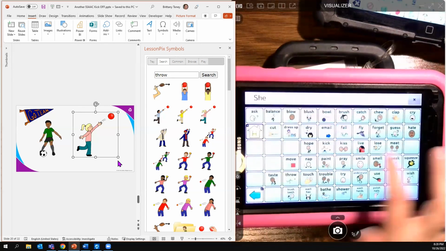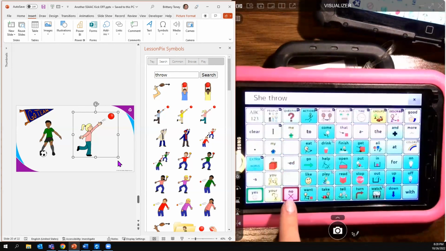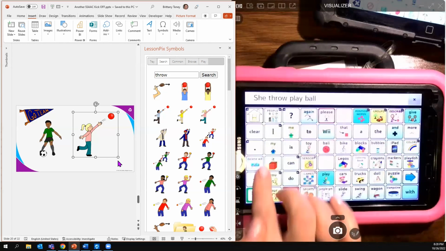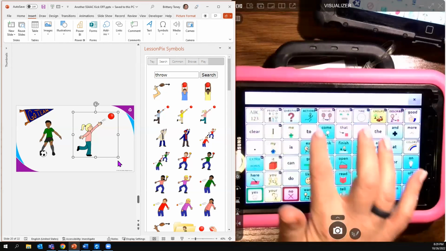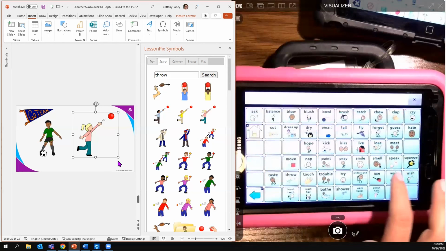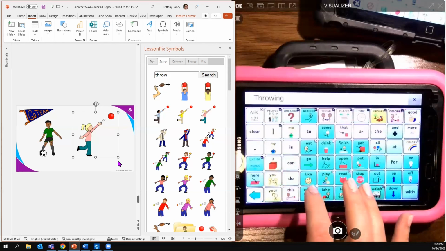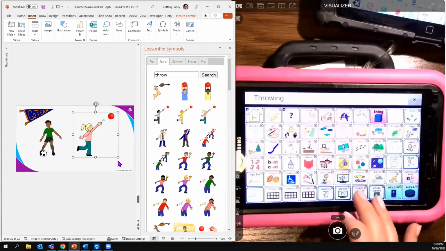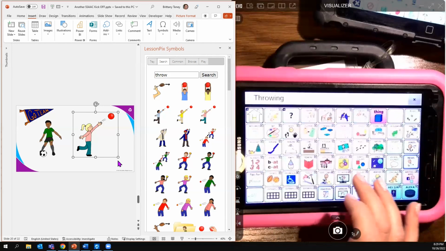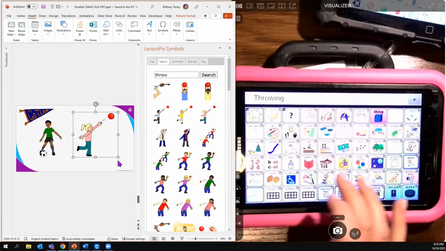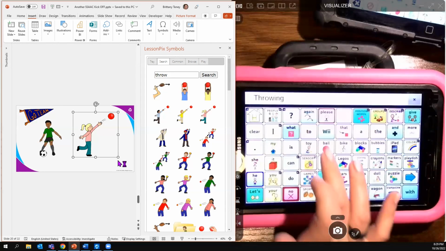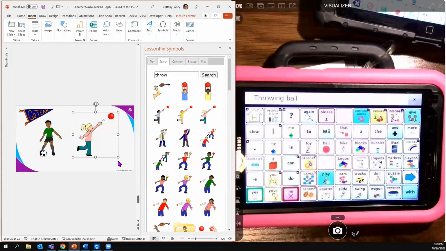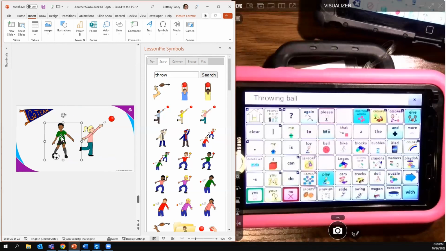Okay. Throw. And then she throw the ball. Or we just say, here it is. Throwing the, go to the toys, throwing ball. So that's how we might model some of those words on our device. Okay.